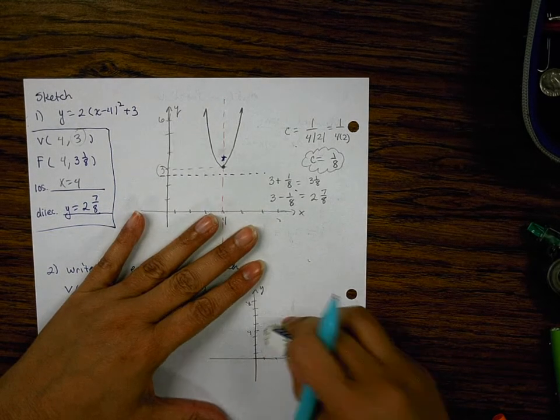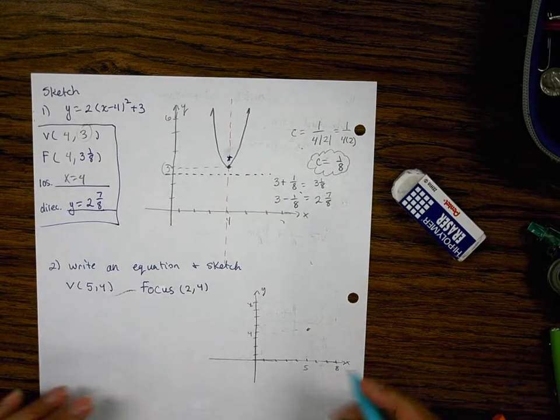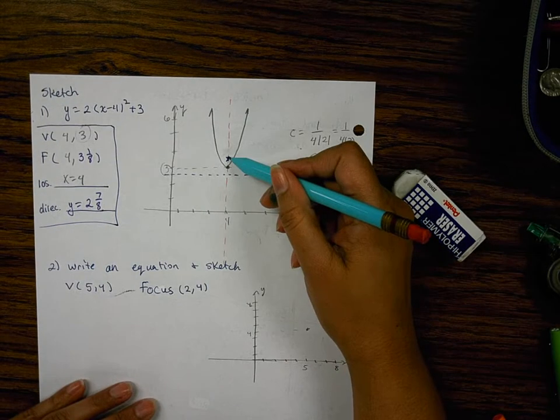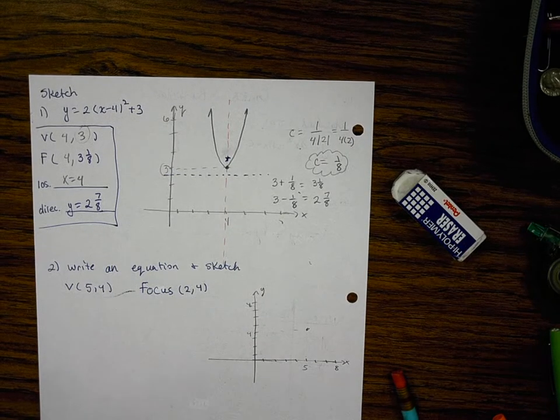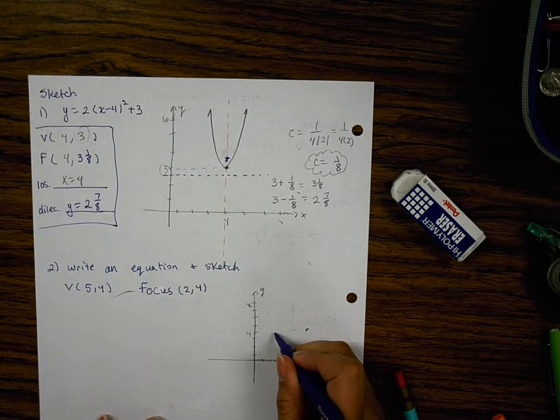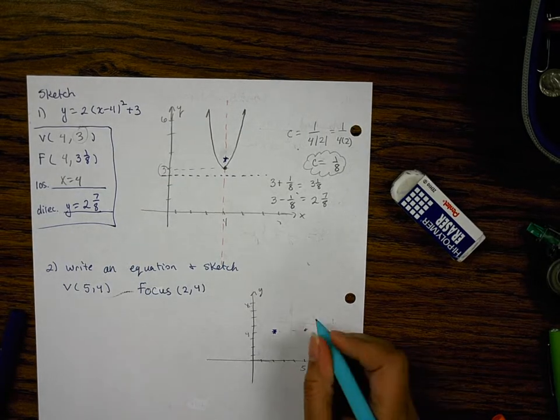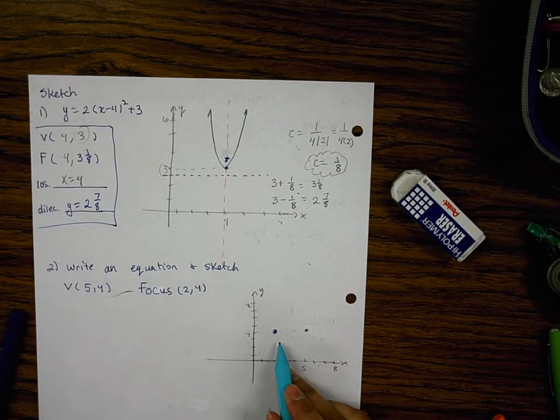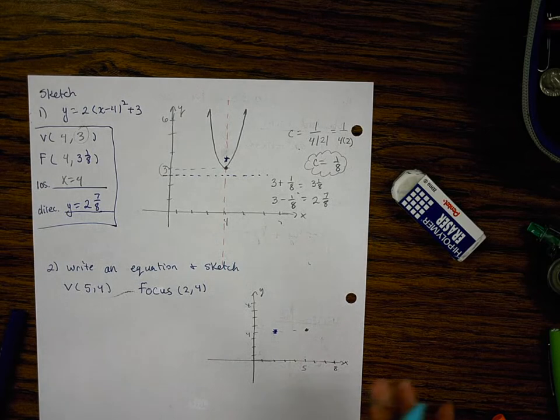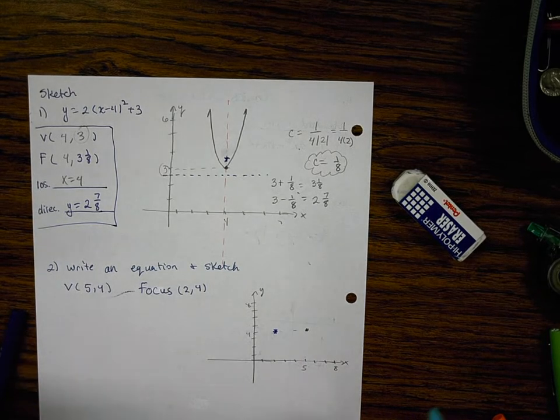Okay, over 5, up 4. And then the focus, this is the focus point right there, is (2, 4). Over 2, up 4. I put a dot typically for my vertex and a star for my focus.